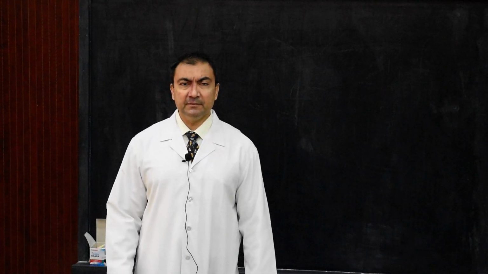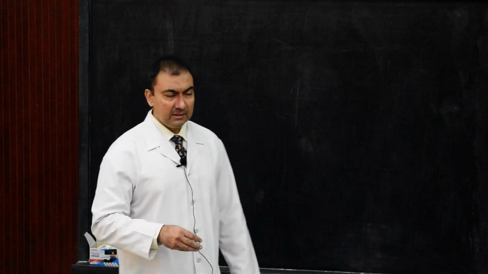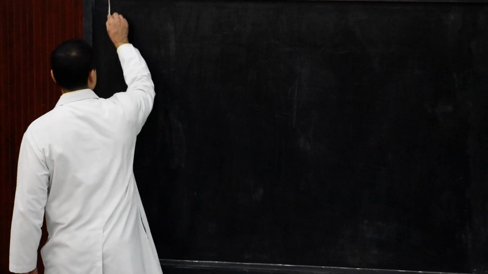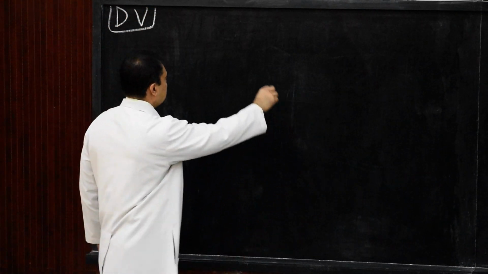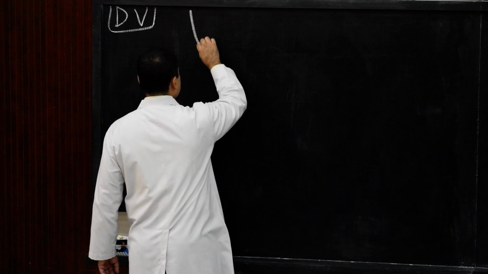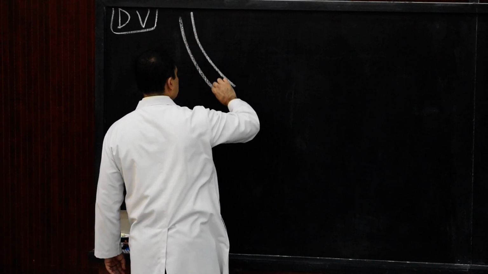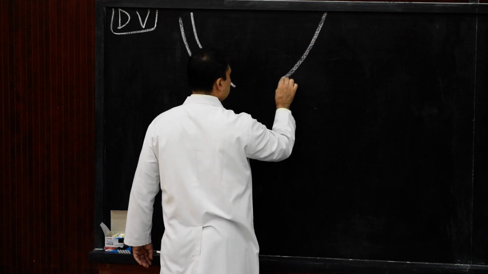Good morning, students. Here we start with the development of vagina. In the development of vagina, we start with a line diagram in which we show the two paramesonephric ducts.